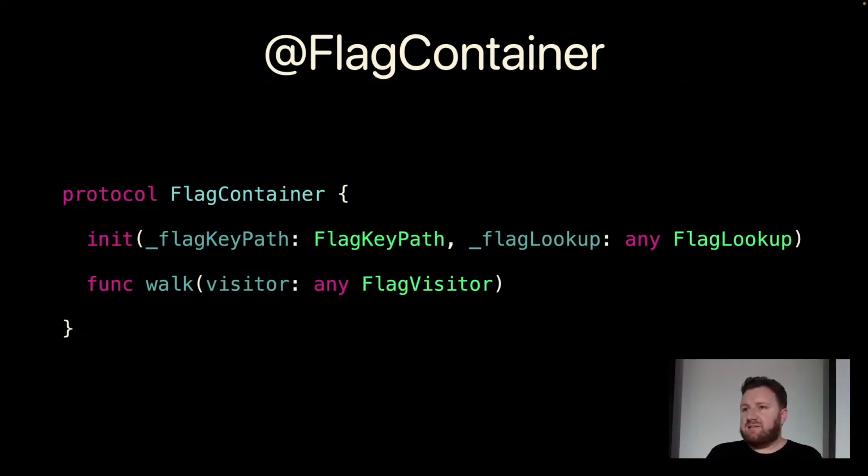If the flag container has an initializer, and it has an implementation of the visitor pattern, which is fairly standard, then we can do away with Mirror. We can do away with decoration. We can generate conformance to this. We can generate stored properties, and we can generate everything that we want to go with it.